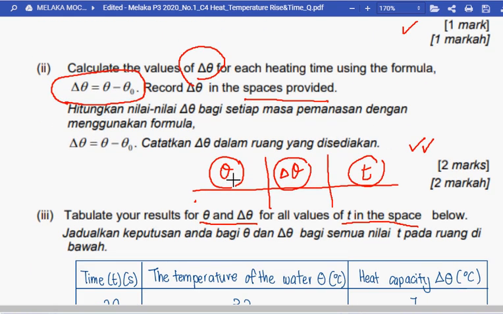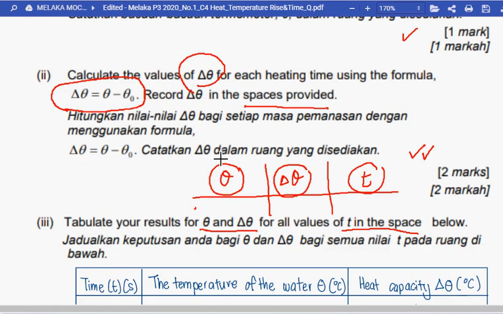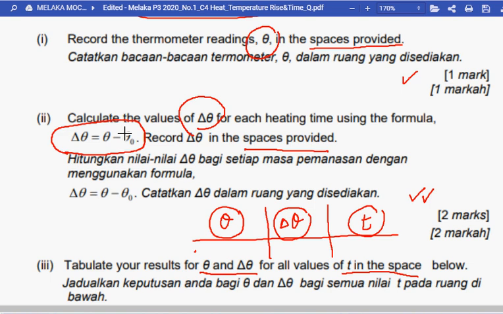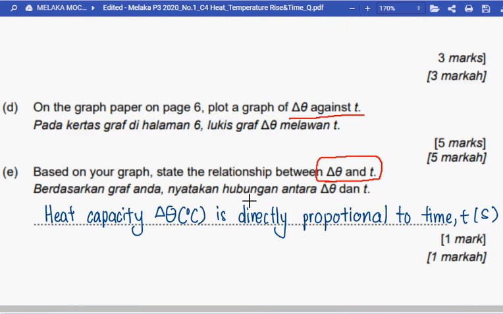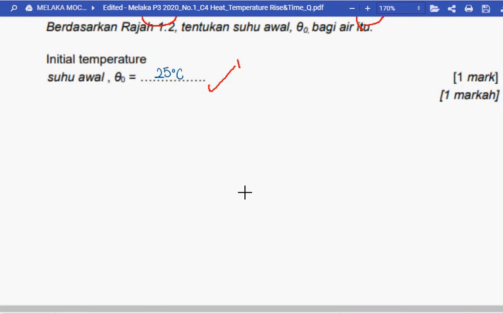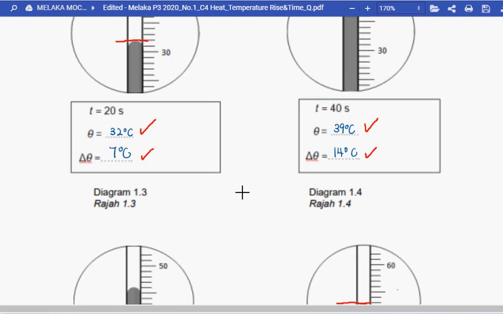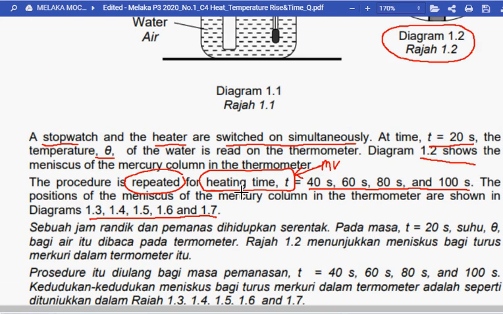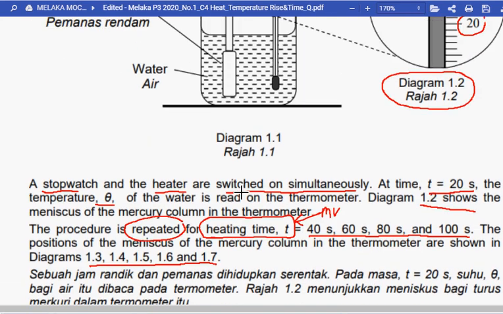Oh, did not mention. They just write like that. Calculate the value of delta theta for each heating time. Delta theta. Here also delta theta. They did not say anything, right? Okay. Alright, good that this student made a mistake, so that everybody can learn from here.